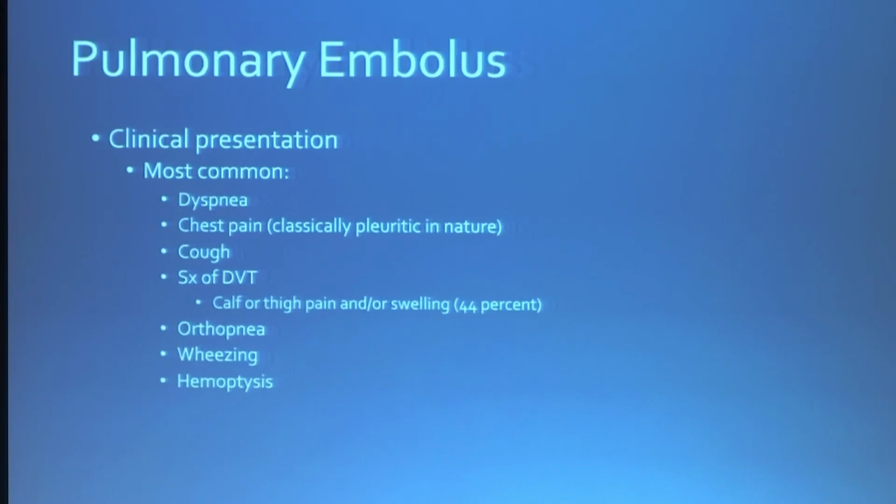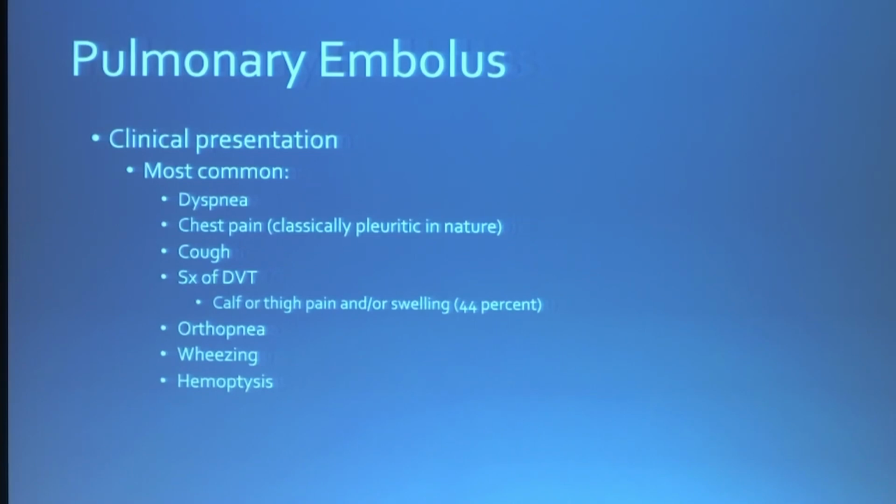Clinical presentation of pulmonary embolus: the most common thing is some degree of dyspnea. Chest pain, typically pleuritic, but that's perhaps only in 10%. Cough. Symptoms of DVT, so calf or thigh pain and swelling. So that's 44%. So if you're at all suspicious, in the good old days, if I could not find a good reason for someone's tachypnea, I would assume that they probably had a pulmonary embolus, and you do more of an exam than you would normally. You check their legs, you ask their history, you look for the cast, things like that.